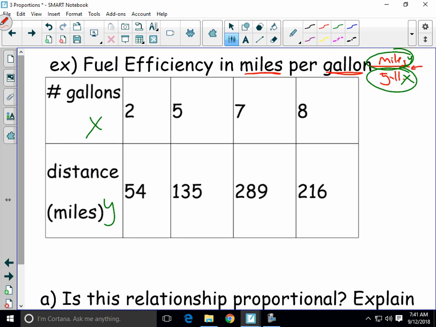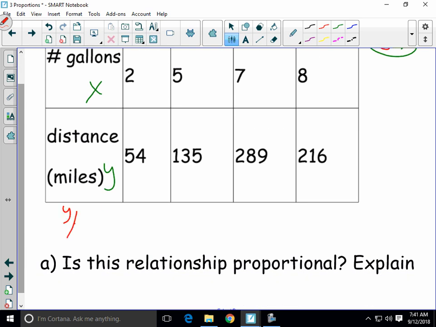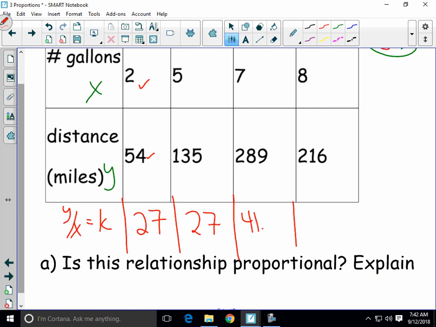All right, so let's check if this is a proportion. Let's do y divided by x and see if we get a constant each time. All right, so y is 54. 54 divided by 2 is 27. Check that second one in your calculator. 135 divided by 5. Okay, that's 27. So far, so good, but we have to check them all. 289 divided by 7. I'm getting like 41.28. And then those numbers keep going on in my calculator.